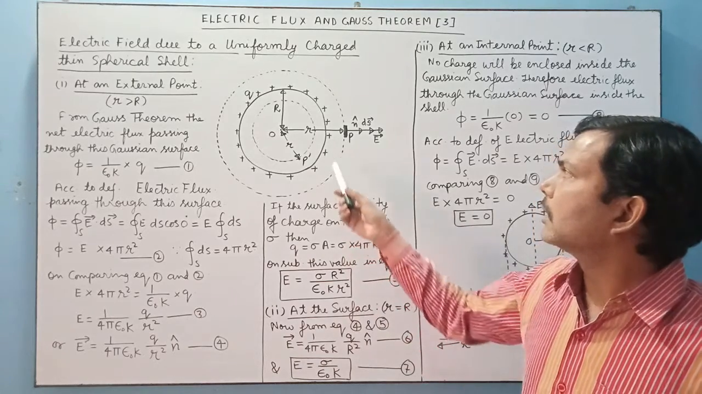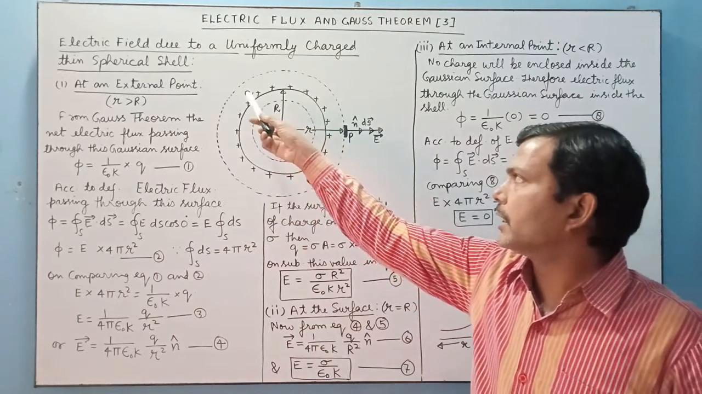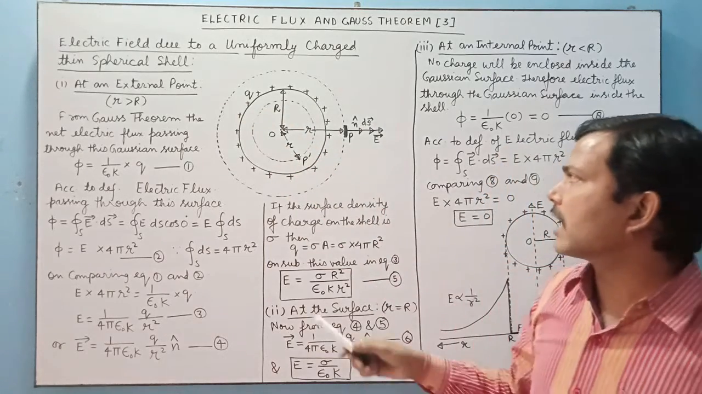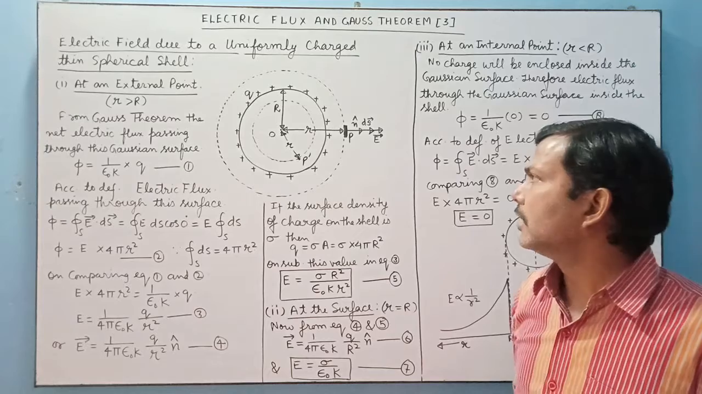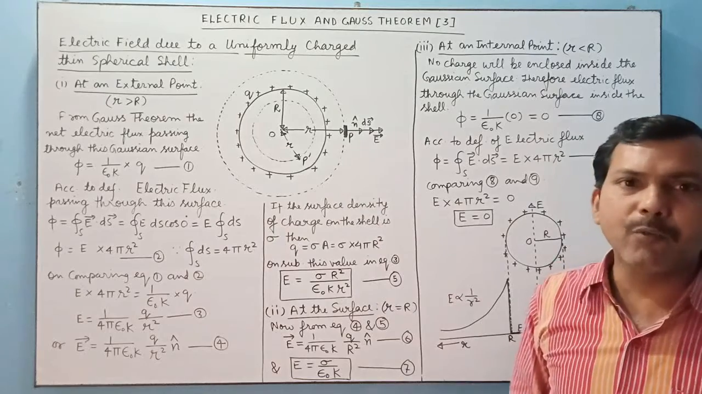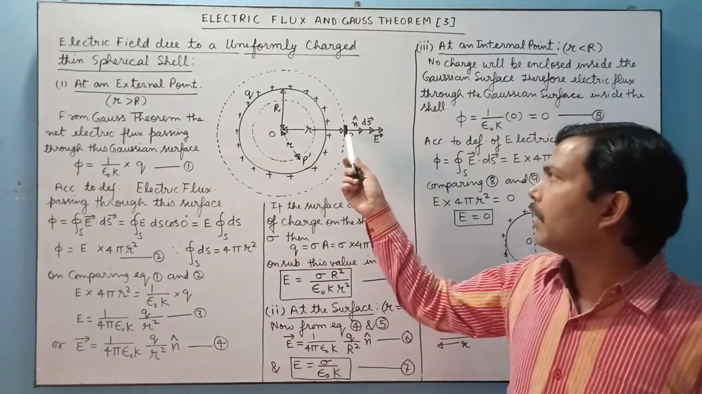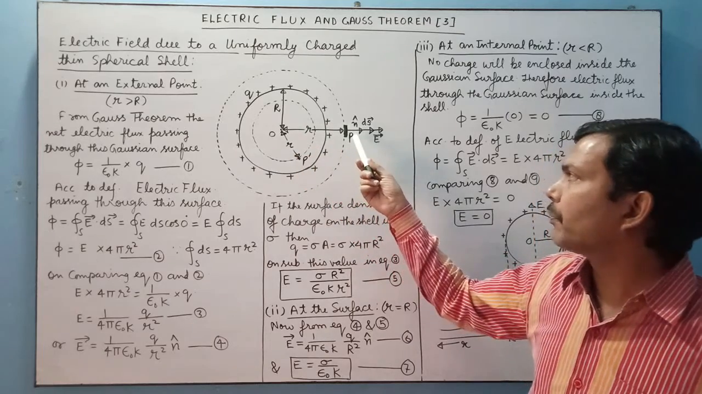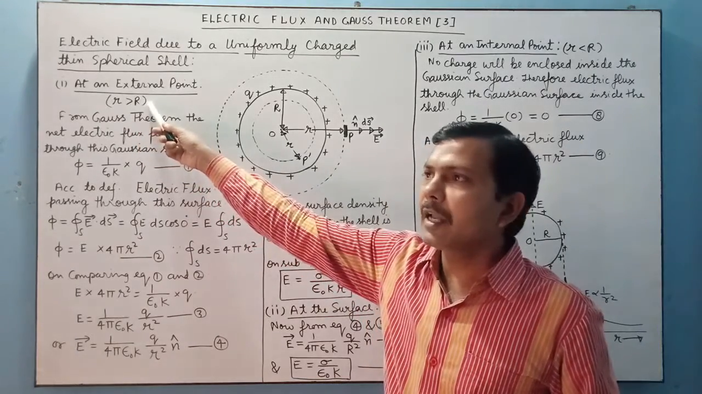Here we will consider a spherical shell of radius capital R, which is isolated and given charge small q on its surface. The charge is distributed uniformly on its surface. We have to determine the intensity of electric field due to this charge at different points. So first we will consider when point P lies at distance small r from the center of the spherical shell outside the shell. Means small r is greater than capital R.